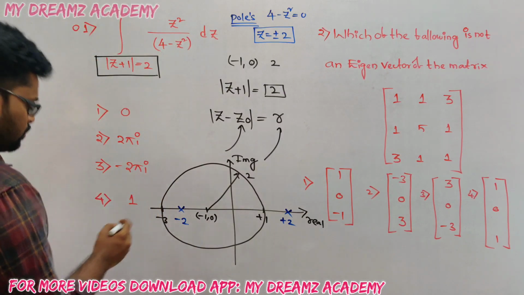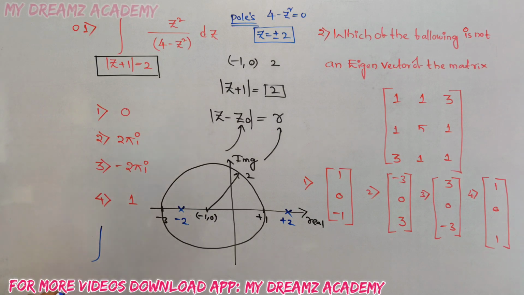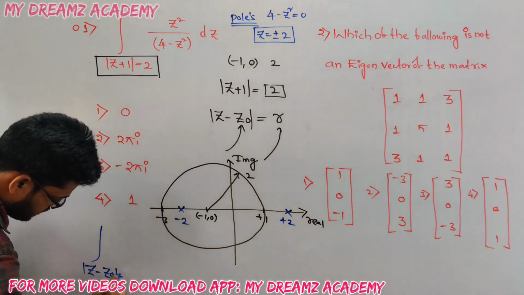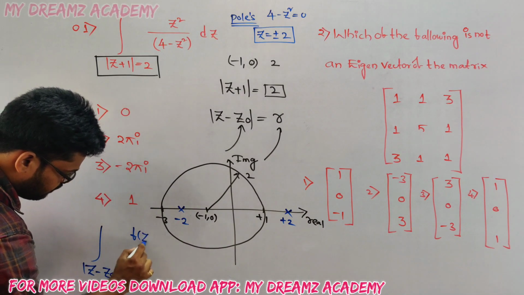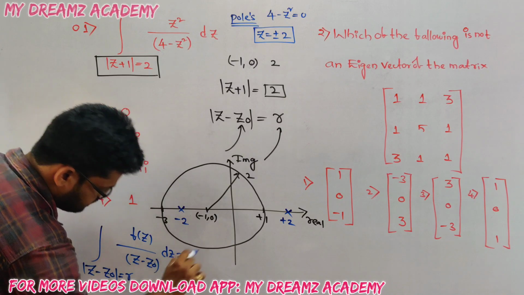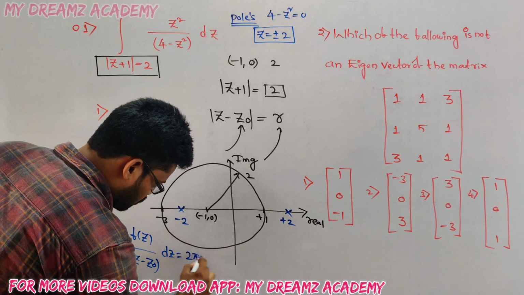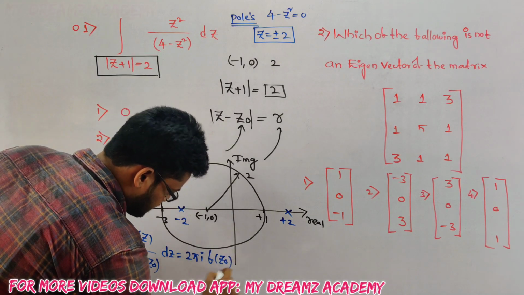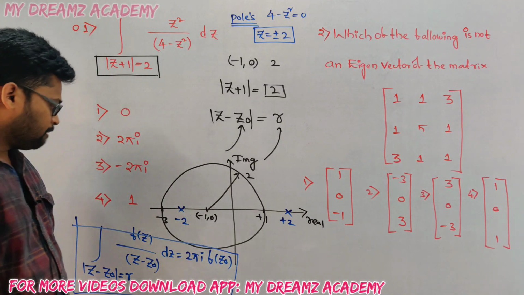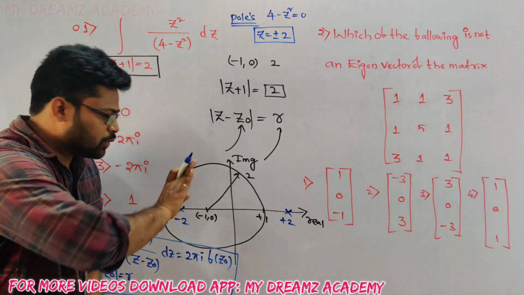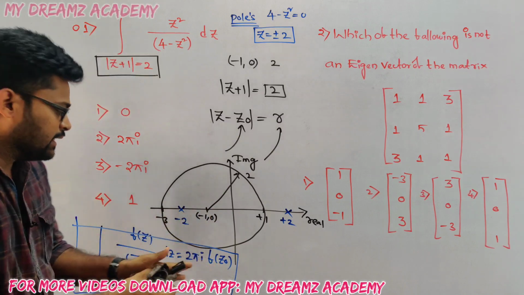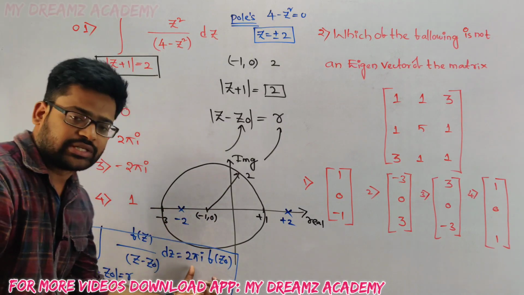So we have Cauchy's integral formula. Cauchy's integral formula is: integration over mod z minus z naught equals r of f of z by z minus z naught dz equals 2 pi i f of z naught. This is Cauchy's integral formula. Now, we have two poles, one pole inside the circle, another pole outside the circle. The integration with the pole outside the circle will give 0.